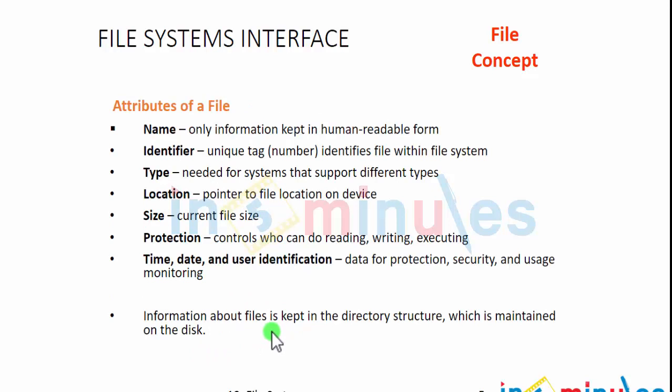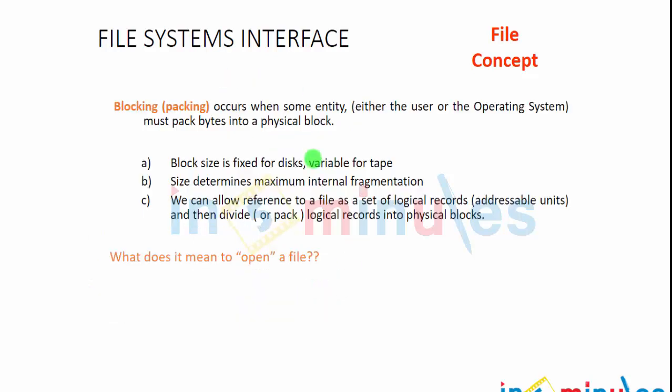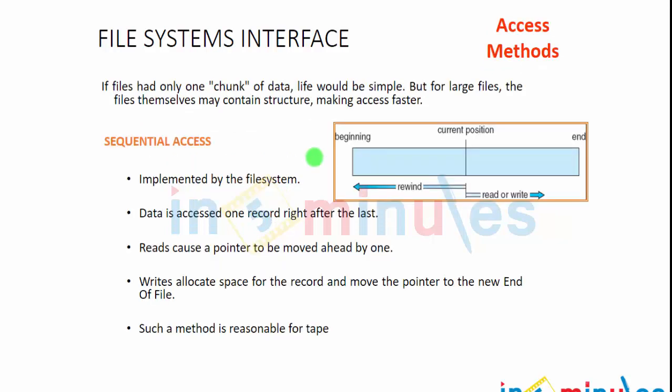Going further, a file, as I said, has a name, identifier, type, location, size, protection, and several other details. These details are just showing one example of a file which has all the details attached to it. So now let's try to understand how these files can be accessed. File access takes place via two major methods, sequential access or direct access, and then there is a third type, which is index sequential.